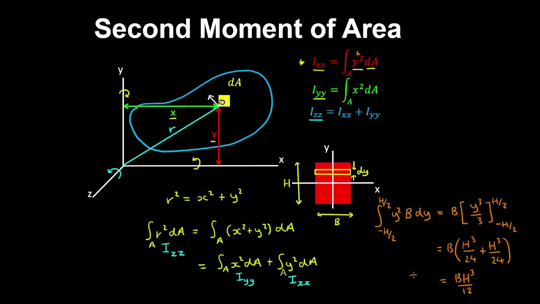And that's a well-known second moment of area for a rectangular section about the horizontal axis. And I'll leave it for you to verify that the second moment of area about the y-axis is equal to hb cubed on 12. And you can verify this by taking your infinitesimally thin rectangle in the vertical direction and integrating over x.